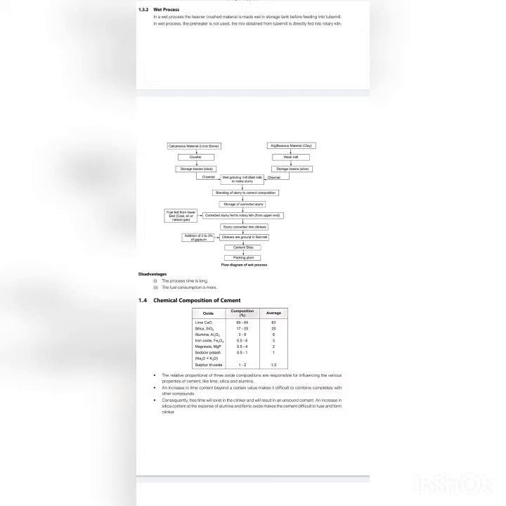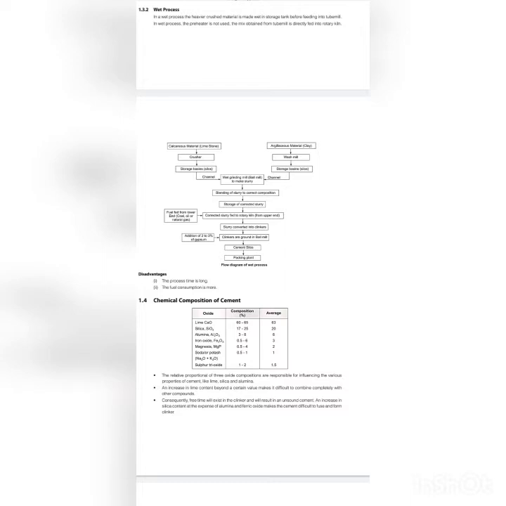Chemical composition of cement. The oxide compositions are: lime, CaO, composition 60 to 65%, average 63%. Silica, SiO2, composition percentage 17 to 25%, average 20%. Alumina, Al2O3, 3 to 8%, average 6%. Iron oxide, Fe2O3, the composition is 0.5 to 6%, average 3%.